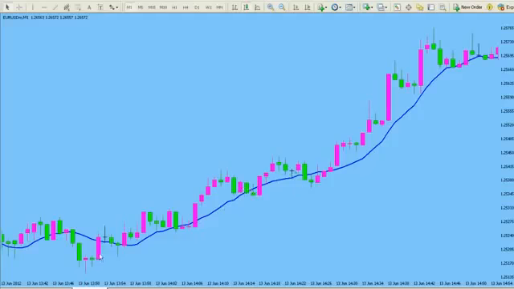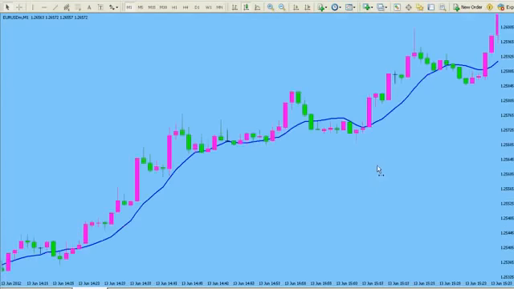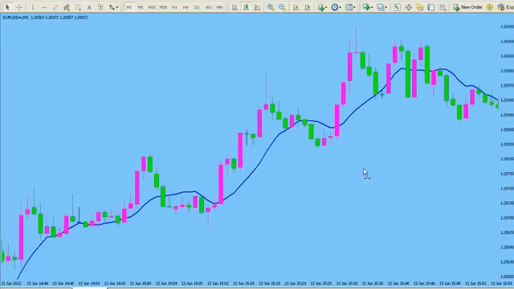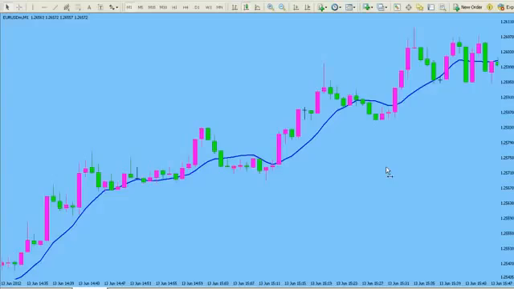But on a larger time frame, what you'll note is the market is already moving in a bullish fashion, and this is a market that has a little bit more liquidity in it, as you can see. So you're looking to take trades in harmony with that overall trend.